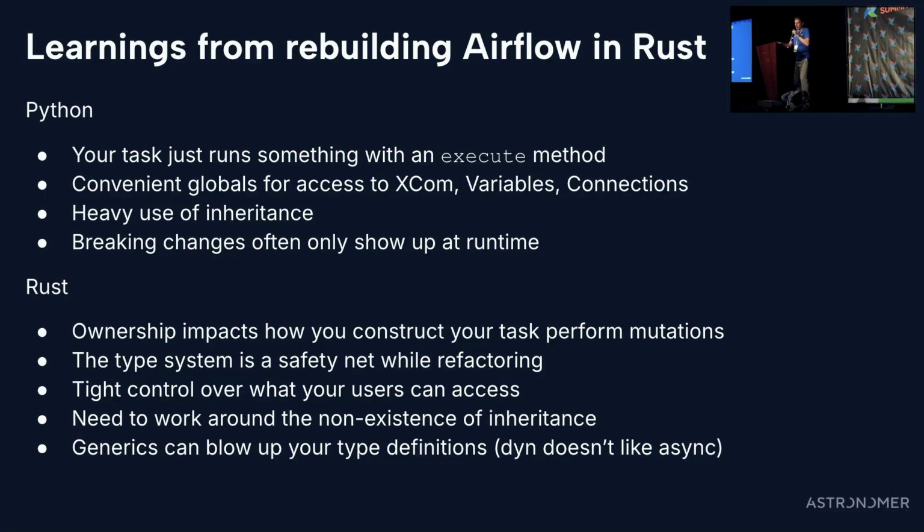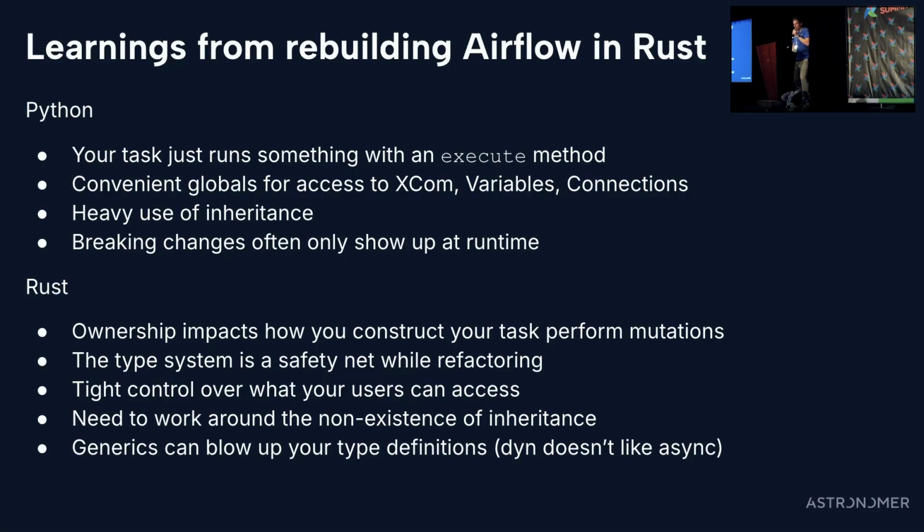You can also even monkey patch that method during runtime and do funny things. You have convenient globals to access XCOM, variables, and connections, and it makes heavy use of inheritance. And at the end, if there's a breaking change in your Python code, it usually just shows up in runtime. Unless you have a really good type checking setup, it's hard to detect those things.